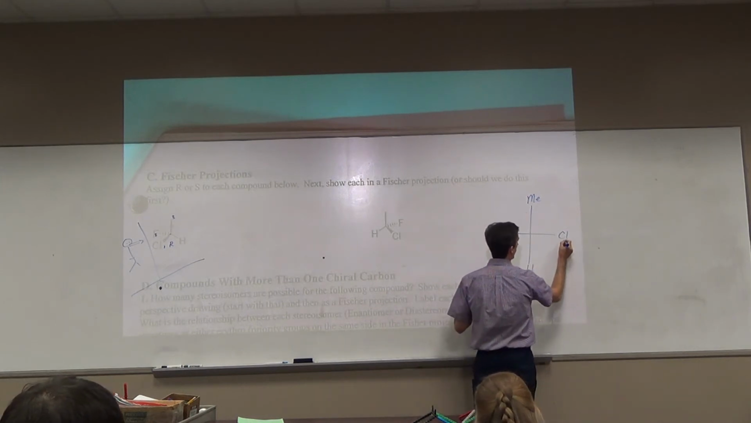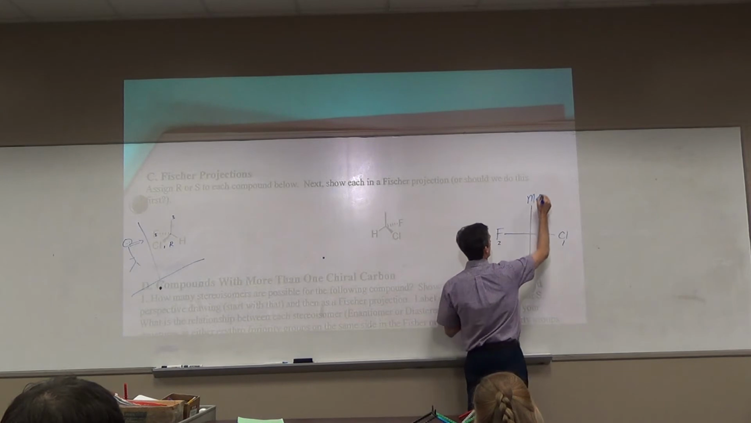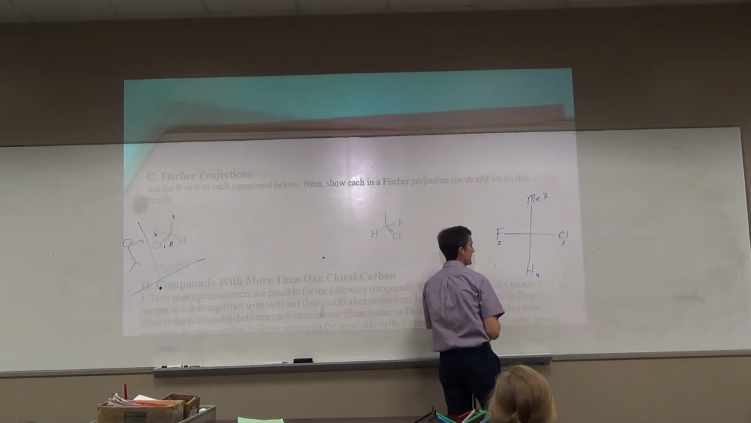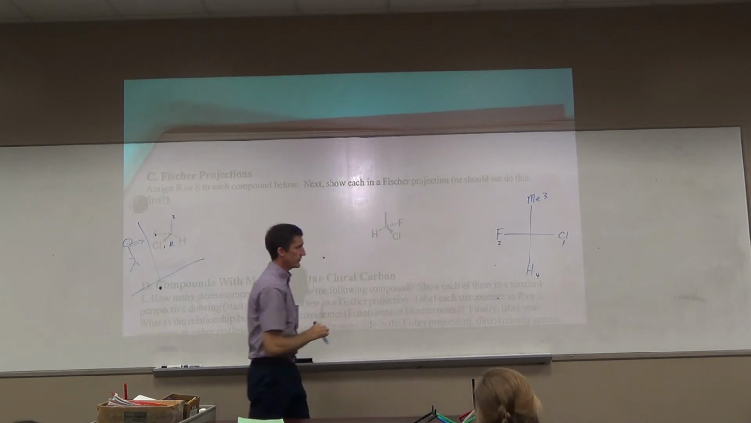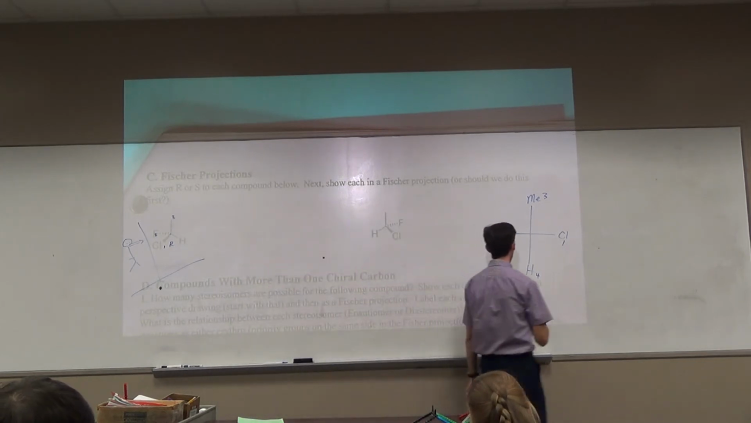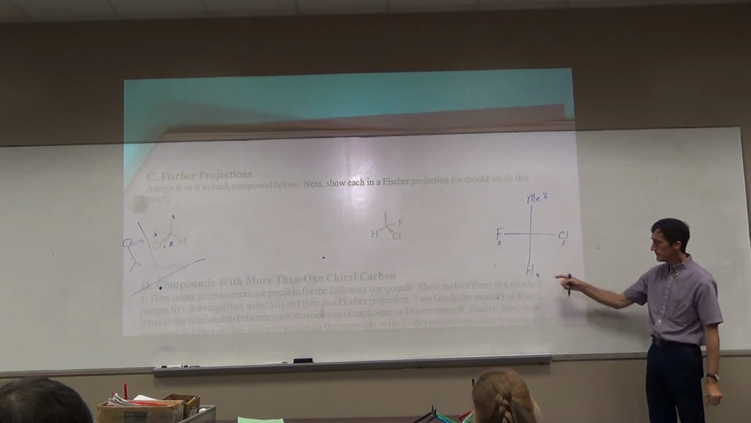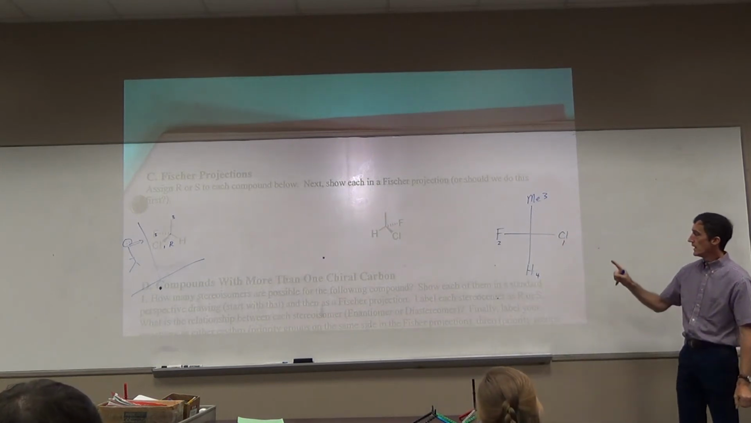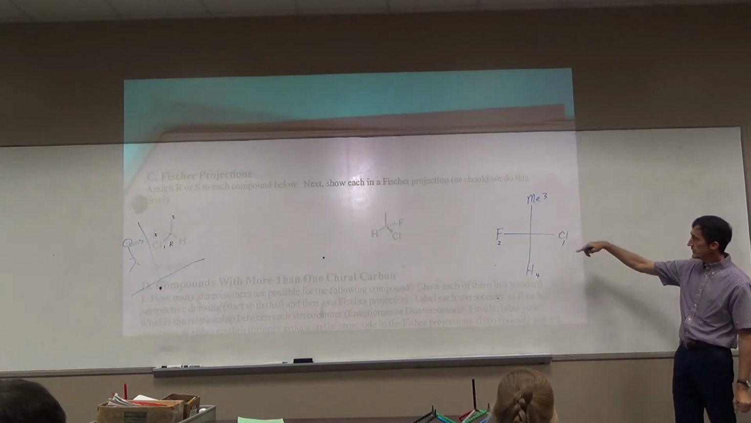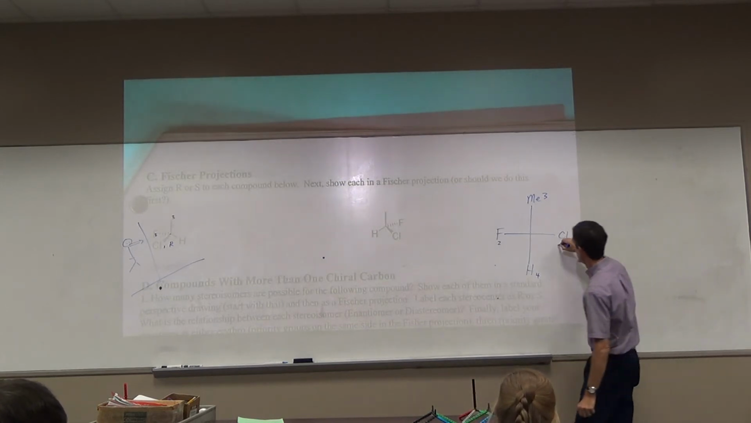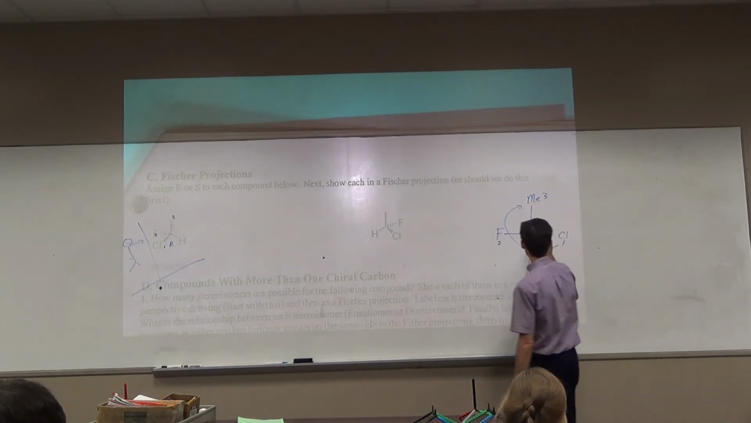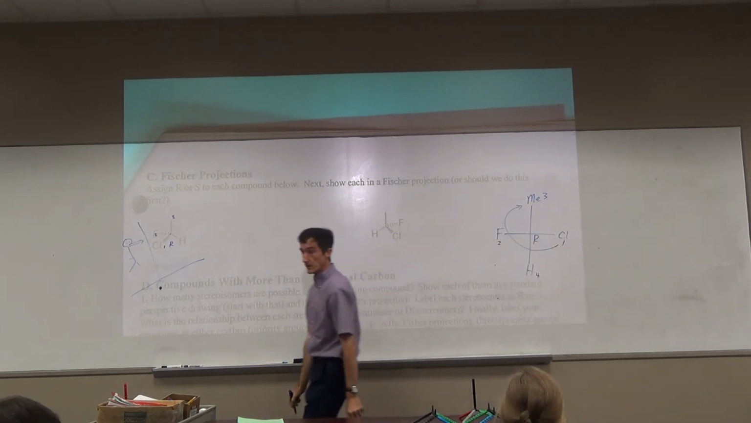Let's do this. High priority, 1, 2, 3, 4. Okay? How's the H, front or back? Back. It's a Fischer projection. Top and bottom are back. With the low priority group back, how is 1, 2, 3? Clockwise. So it's R. Low priority group back, clockwise is R, right?